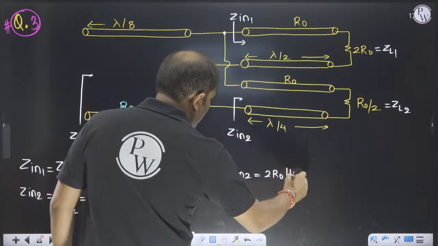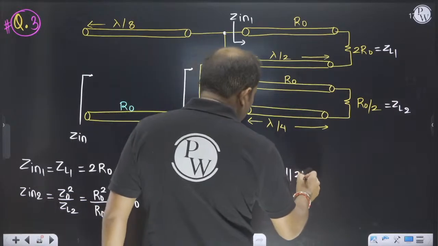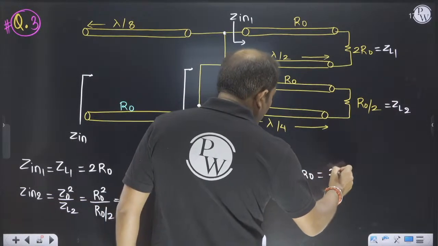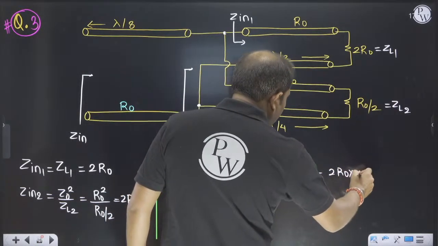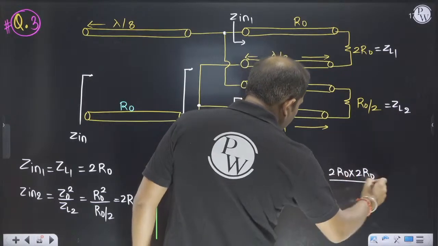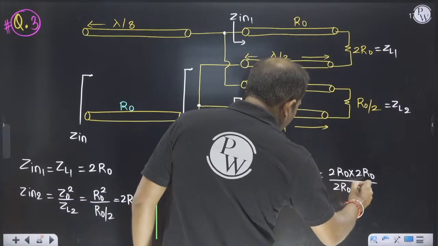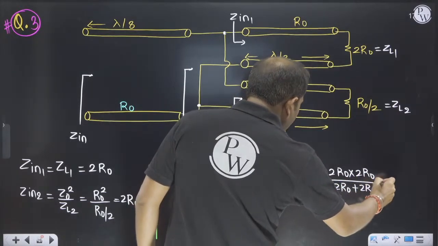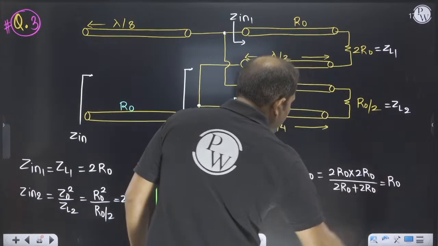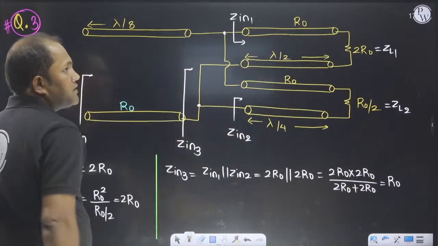So you know how to solve the 2R0, 2R0 parallel condition. That means 2R0 into 2R0 divided by 2R0 plus 2R0, so it will be R0. So we are applying the network theory concept.